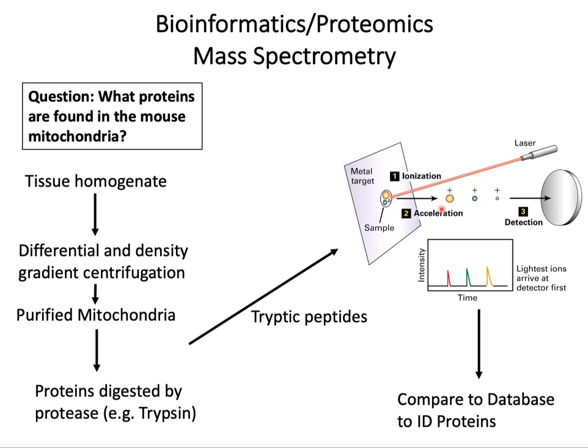You ionize the peptides, they move in the electric field towards the detector, and each peptide will have a characteristic time of flight. What you do is compare the time of flight of all proteins in the sample with the known time of flight of proteins in a database, and by doing so, you can identify almost every protein in your sample. This is a very powerful approach to characterize the proteins in the organelles of interest.